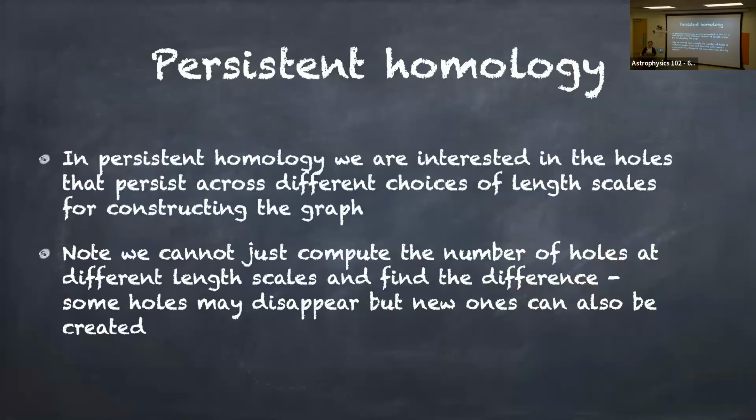So in persistent homology, what we're really interested in are the holes that persist across different choices of length scale for constructing the graph. And the idea is this is resistant not only to noise in the data set, but also to the choices you might make as an experimentalist when constructing the graph and analysing your data. But it's important to note we can't just compute the number of holes at different length scales and find the difference. Because as we saw from the example before, you might get some holes disappearing at different length scales, but you can also have new holes being created. So what we're interested in is not just how many holes there are at different length scales, but which holes there are and which holes persist across many length scales.